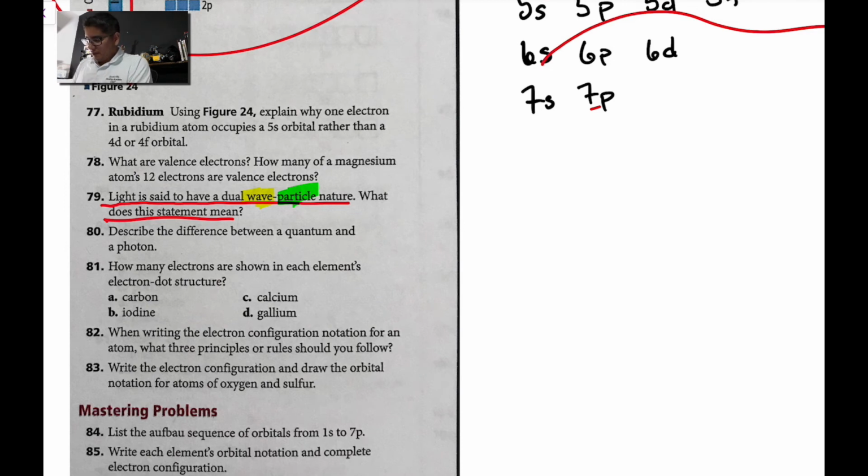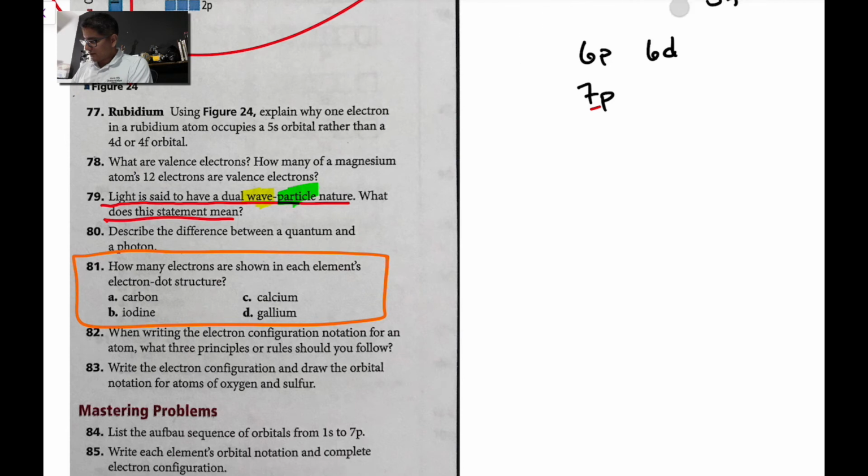All right, so let me look at 81, and I think this will be the last one that I work out for this particular video because I'm not keeping track of how long this is getting, but I'm sure it's getting pretty long. So let's look at what it's asking here. It says how many electrons are shown in each element's electron dot structure. Okay, so we want to put these elements as an electron dot structure.